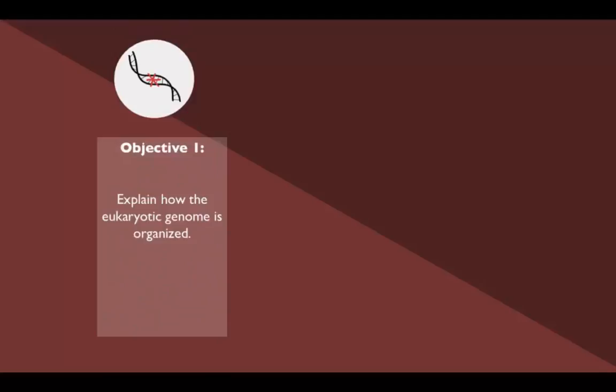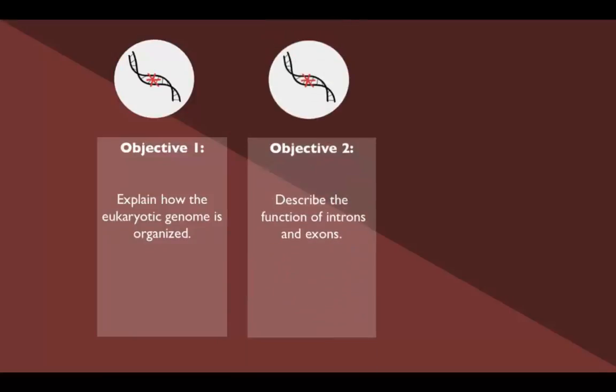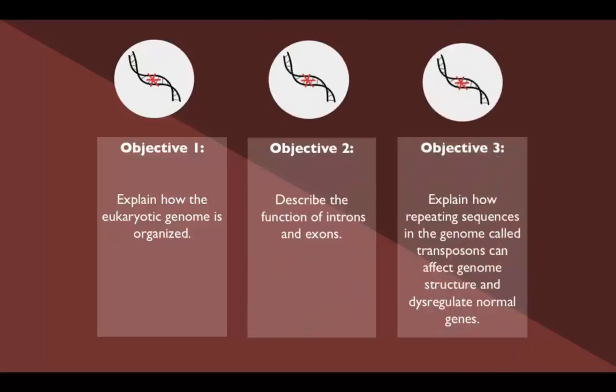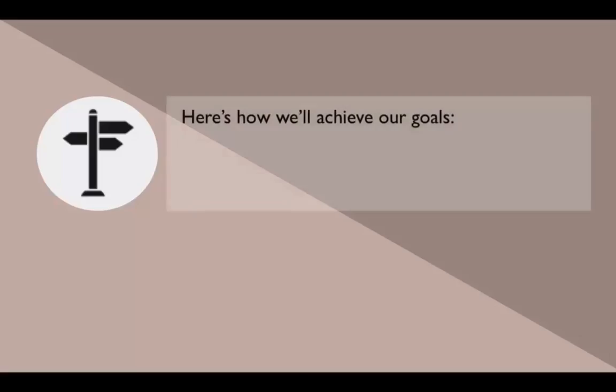At the end of the lesson, the students should be able to explain how the eukaryotic genome is organized, describe the function of introns and exons, and explain how repeating sequences in the genome, called transposons, can affect genome structure and dysregulate normal genes. We will achieve these goals by exploring the human genome through the UCSC Genome Browser.